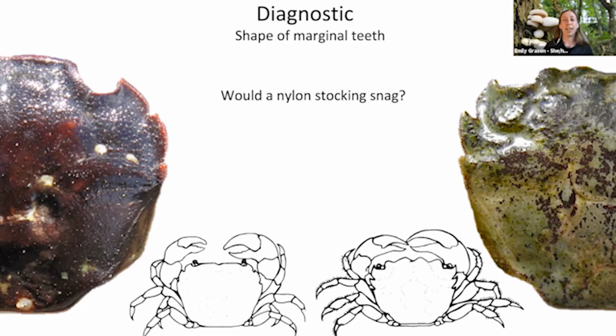So for instance, we might ask, if you had a nylon stocking and you rubbed it along the edge of the shell, which species would snag the nylon stocking more than the other? The jagged marginal teeth of the hairy shore crab generally give you the sense that that would ruin a nylon stocking a lot more effectively than sawing at it with the edge of a Henu shell.